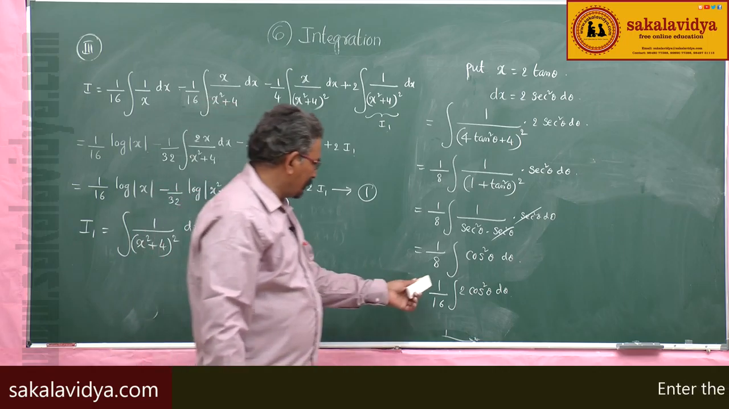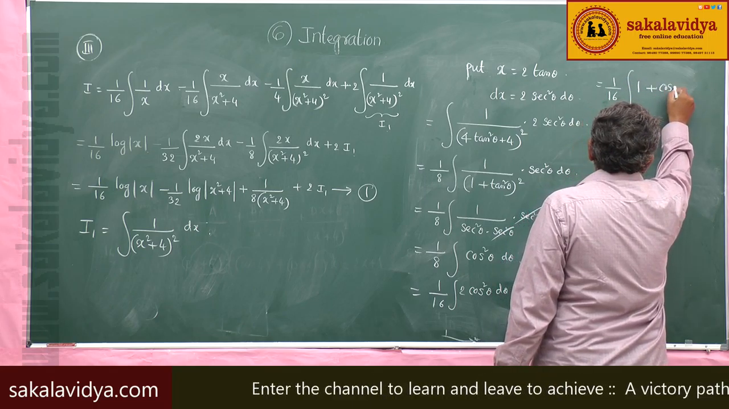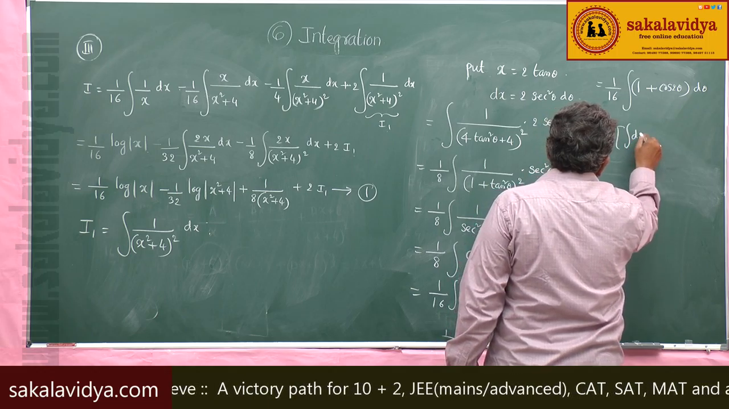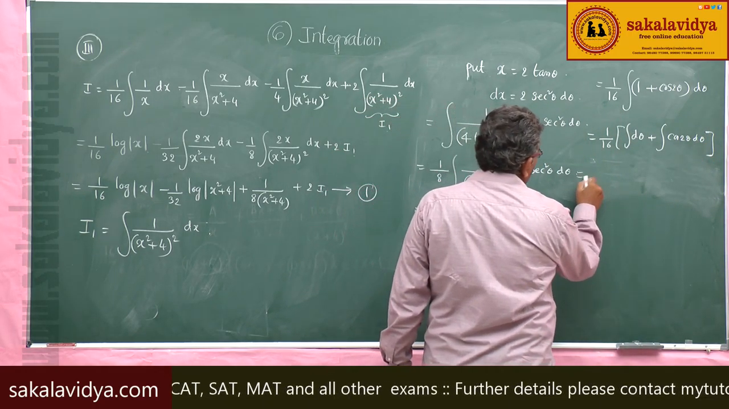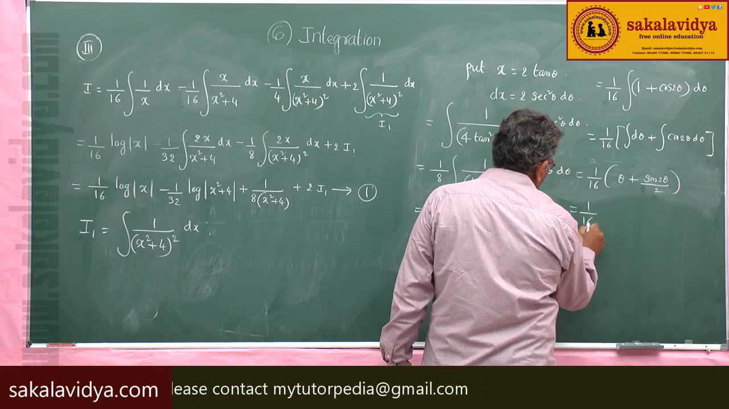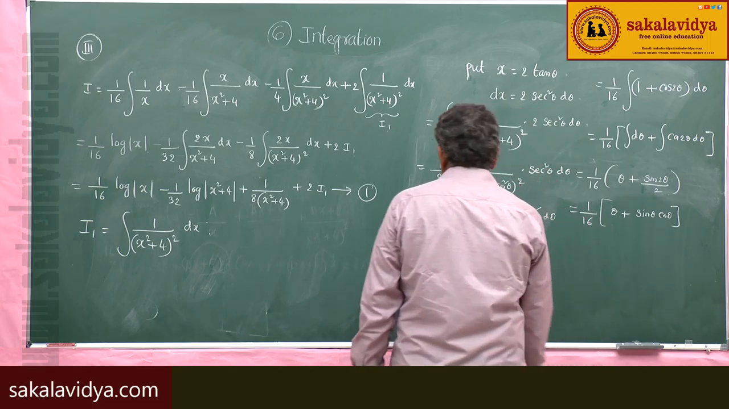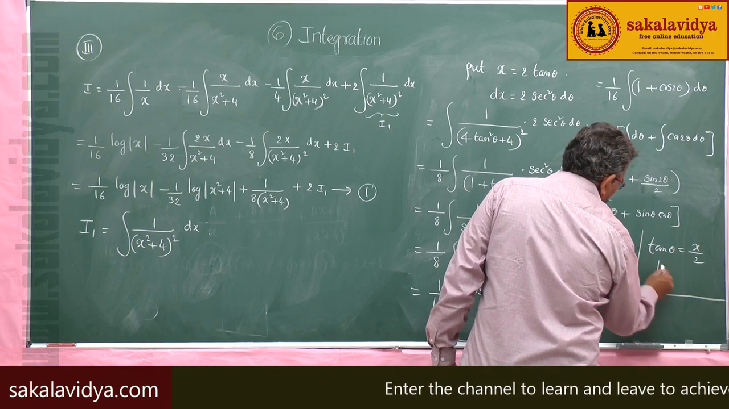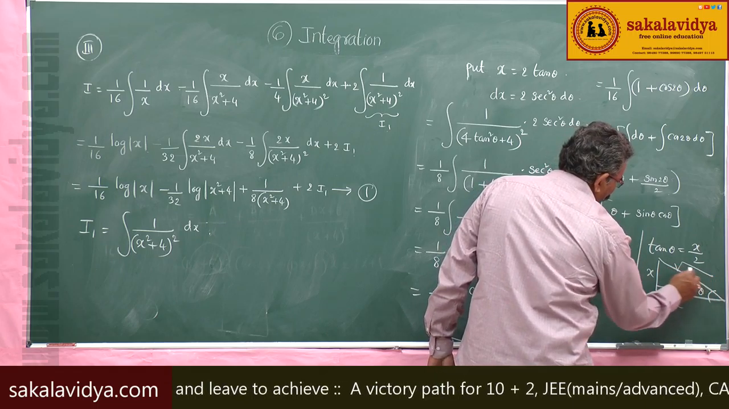From trigonometry, 2 cos square theta can be written 1 plus cos 2 theta. So, 1 by 16 integral 1 plus cos 2 theta d theta. Now separate the integral, 1 by 16 integral d theta plus integral cos 2 theta d theta. Okay. Now 1 by 16 theta plus sin 2 theta by 2. This is 1 by 16 theta, this is 2 sin theta cos theta by 2, sin theta cos theta. Since tan theta is equal to x by 2, take the triangle with angle theta, right angle, this is x, this is 2, this is root of x square plus 4.